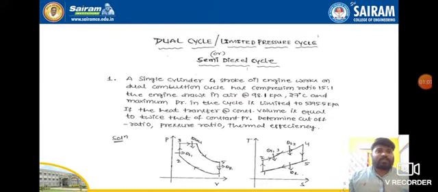A single cylinder 4-stroke oil engine works on dual combustion cycle, has compression ratio 15 is to 1. So the compression ratio is straight away given in this numerical, which is 15 is to 1. The engine draws in air at 98.1 kilopascals, 27 degrees Celsius. This is the initial pressure and initial temperature given in the problem. And maximum pressure in the cycle is limited to 5395.5 kilopascals. Maximum pressure in the cycle means it is P3 or P4, both are the same.